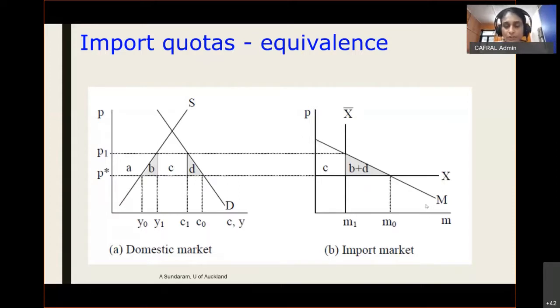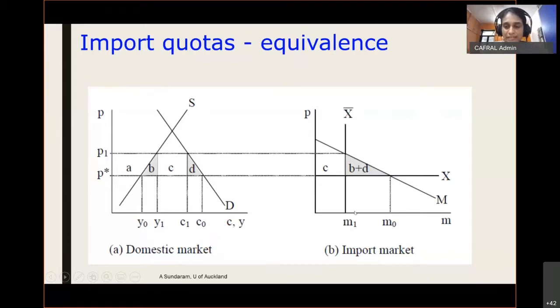Now, what I'm going to do as a government is, suppose I want to restrict my imports. Earlier, the imports are M0 under the world price of P star. I want to restrict my imports to M1. So I'm going to put a quota that says, look, you cannot import more than M1, right? So that means the quota is set at X bar. And so now this is a sort of a limit. So the export supply curve becomes a vertical line at this point.